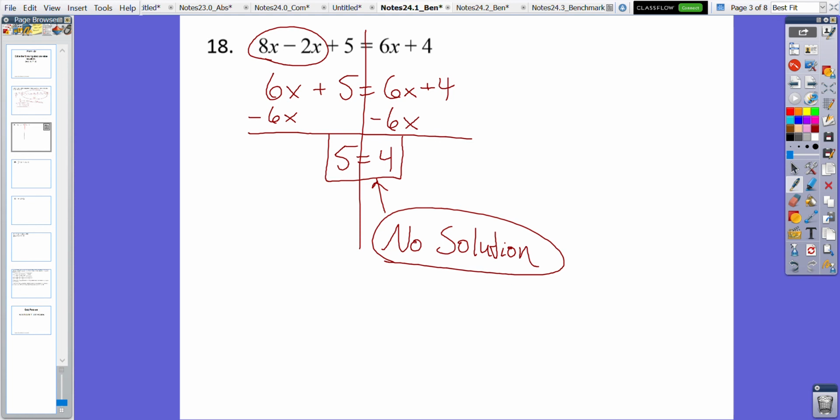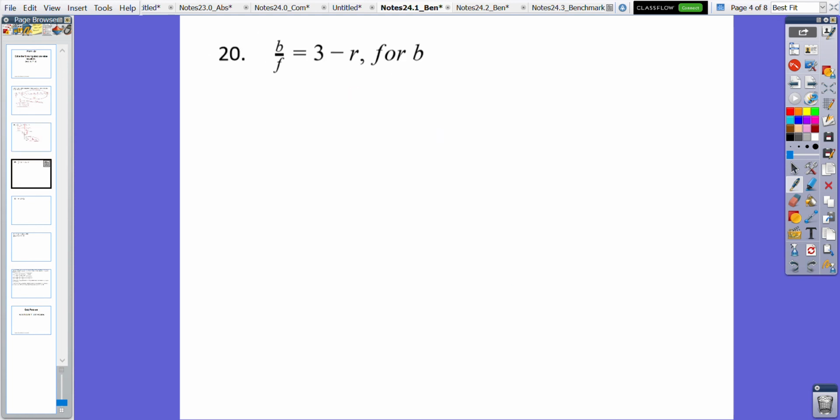Last one I want to look at is a literal equation, number 20. b divided by f is equal to 3 minus r. We're going to solve for b, which is right here. And we know that b is being divided by f to get this expression, 3 minus r. So in order for me to get b by itself, I have to do the opposite of division by f, and multiply by f.